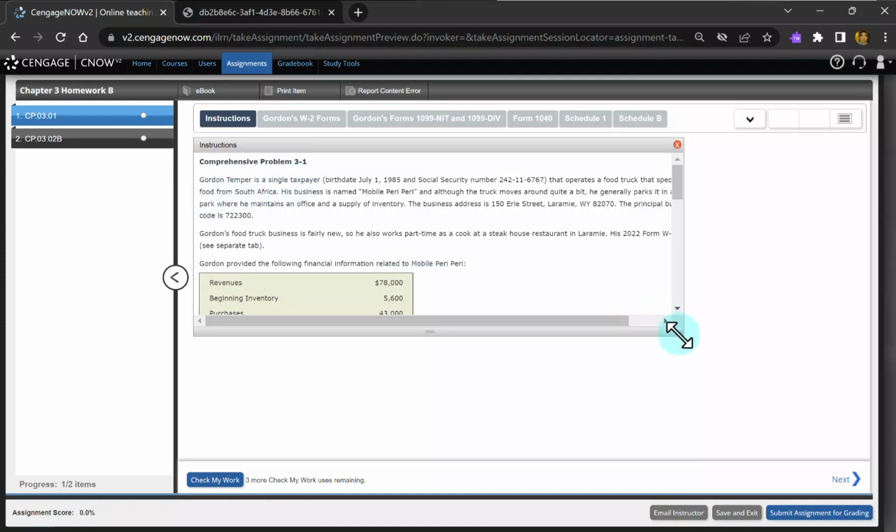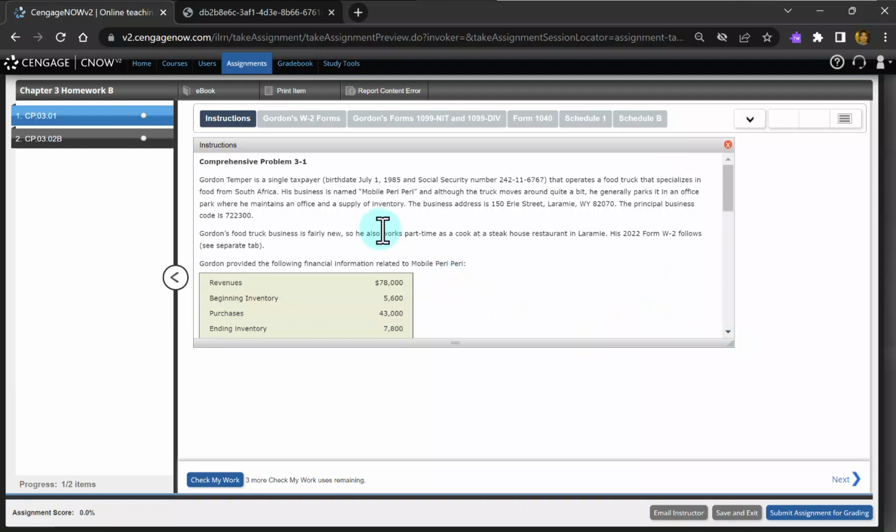Our taxpayer is Gordon. He is single. He's under age 65, so we know we don't have an additional standard deduction. We're given his social security number and his home address. And in this simulation, that's already entered in the 1040 form. He has a business named Mobile Berry Perry, where we're going to have to prepare a Schedule C. And that's the main topic here in Chapter 3, preparing a tax return, a Schedule C, for sole proprietors.